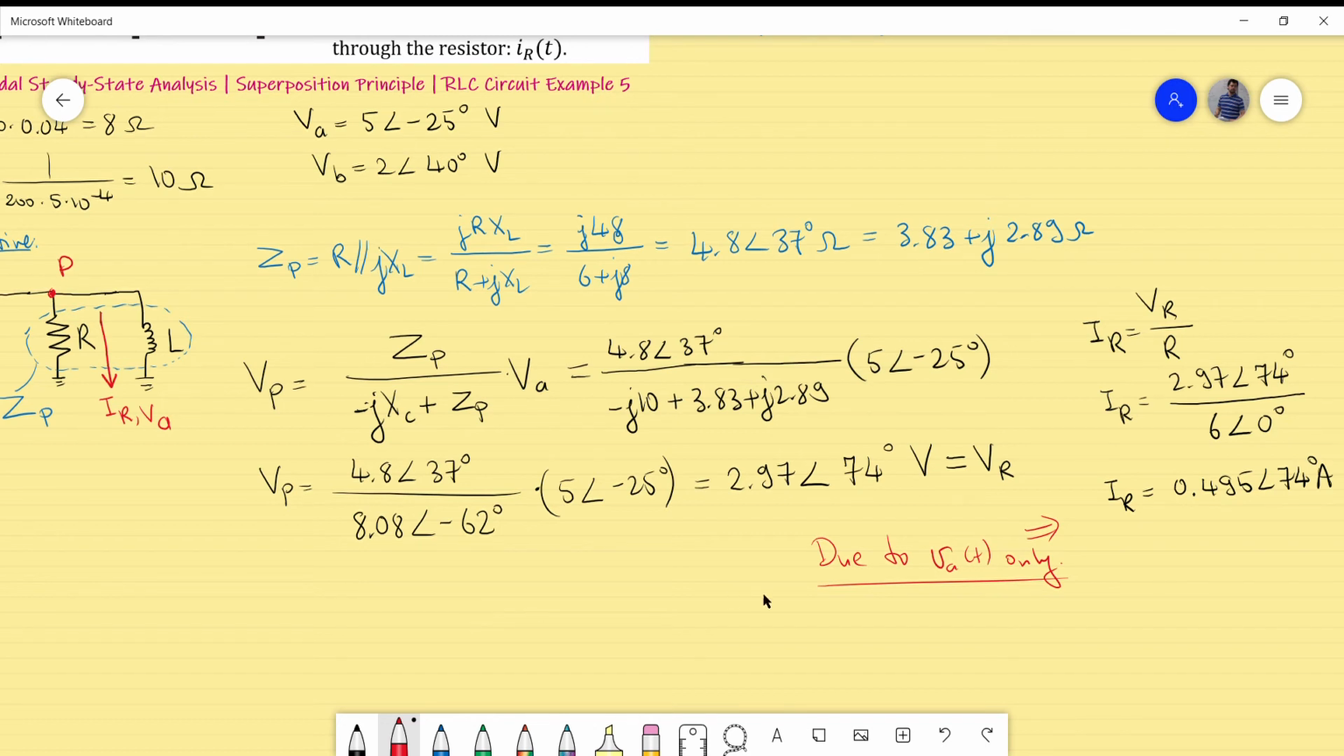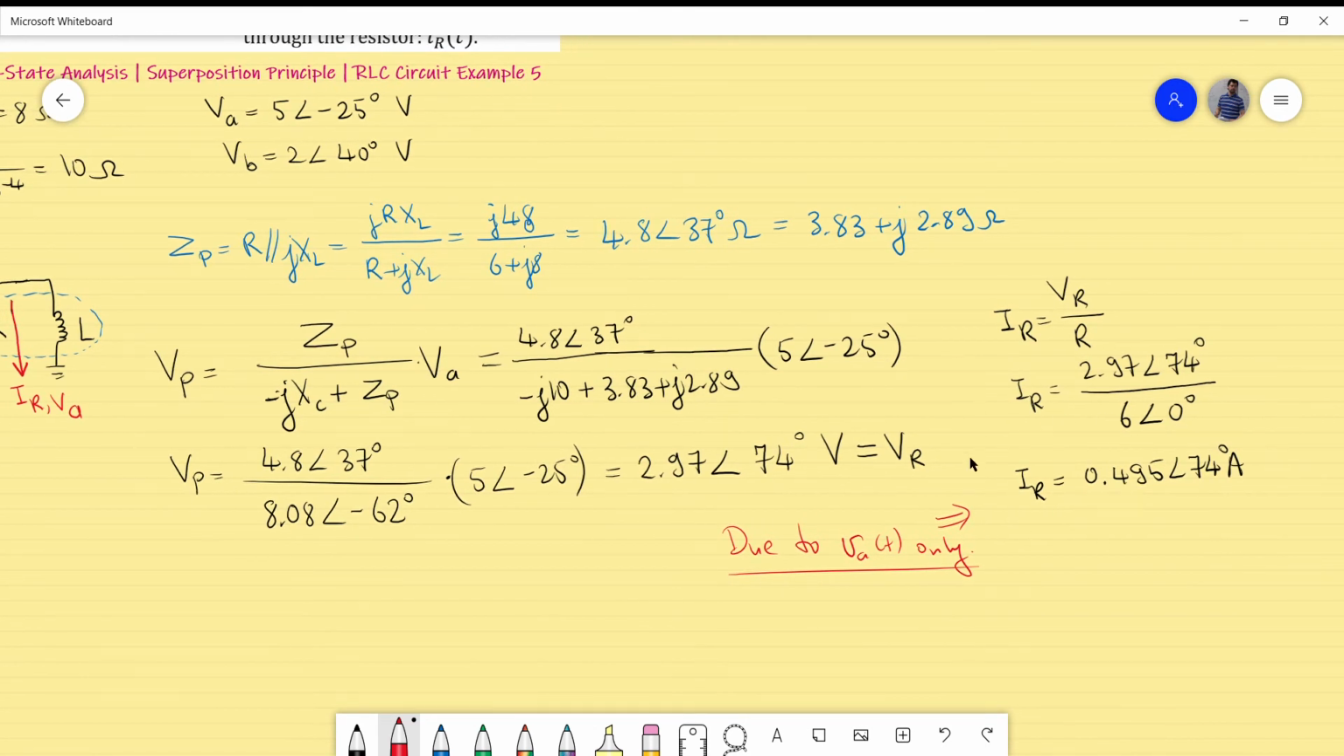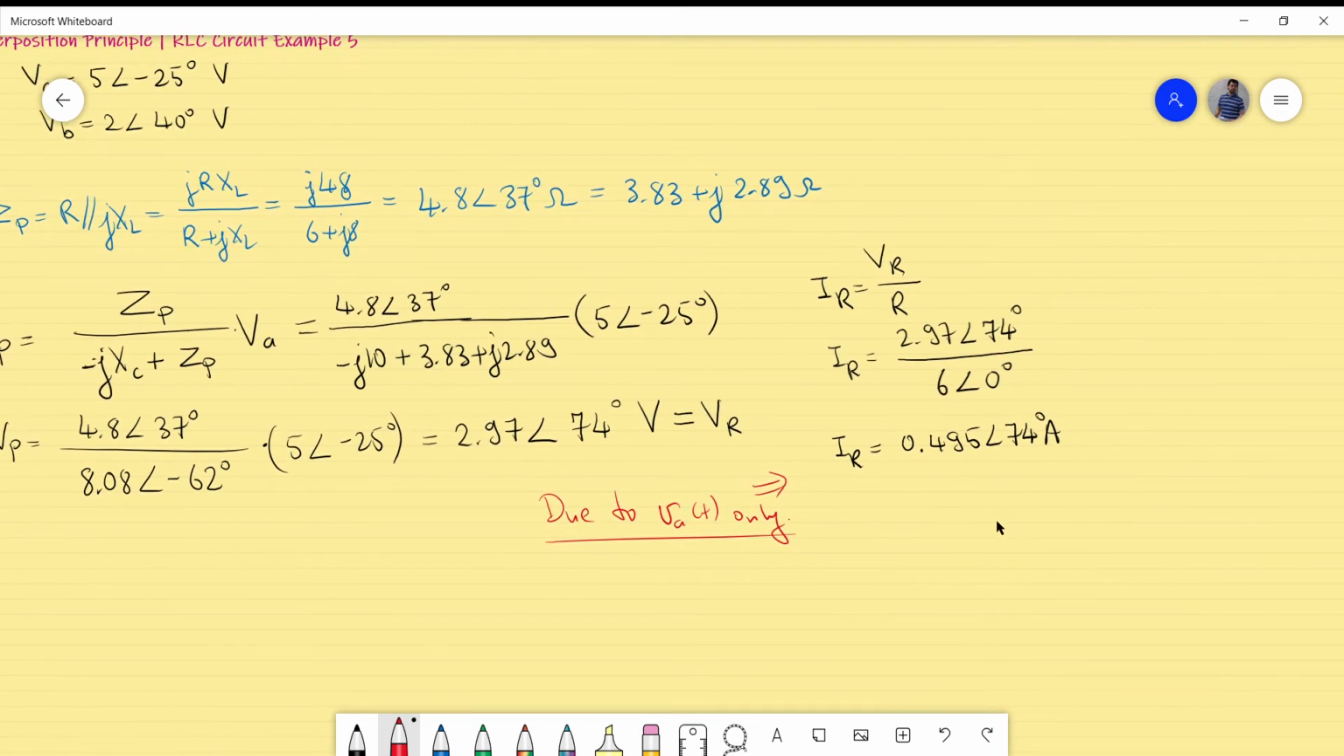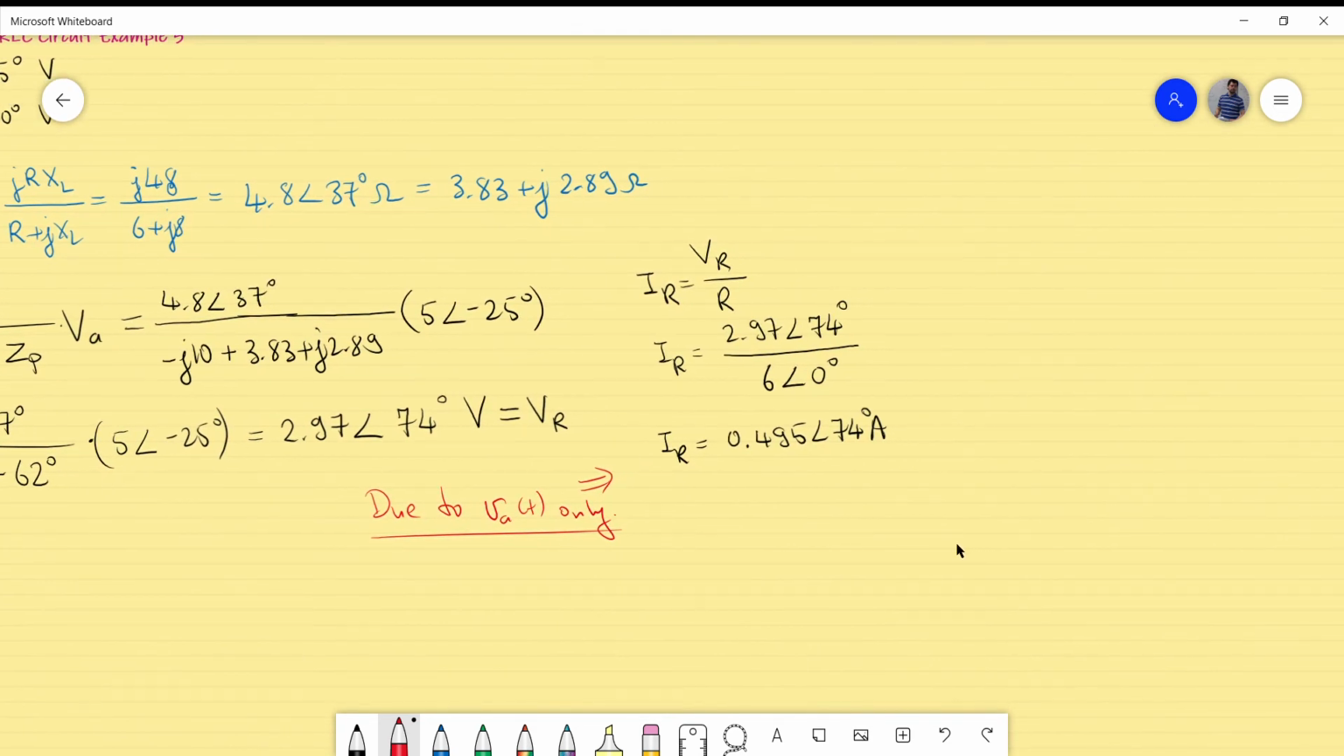Let's also represent this in the rectangular form. That will also be handy when we carry out the calculation. So in the rectangular expression, if you use the formula, I will continue in black. So IR is 0.495 times cosine of 74 degrees plus J sine of 74 degrees.